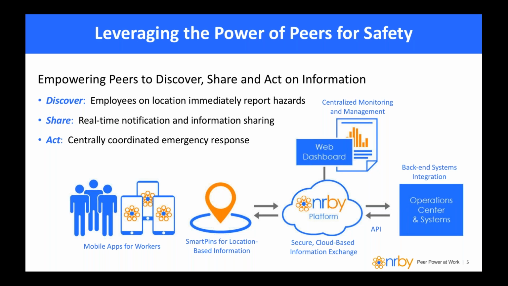The components of this environment for mobile collaboration are a very intuitive mobile app for workers. And that mobile app uses an innovative concept we call a smart pin that provides location-based information. That information that's shared through a smart pin is exchanged through the cloud in a highly secure encrypted transport. That information can then be synchronized with an operational system through APIs.